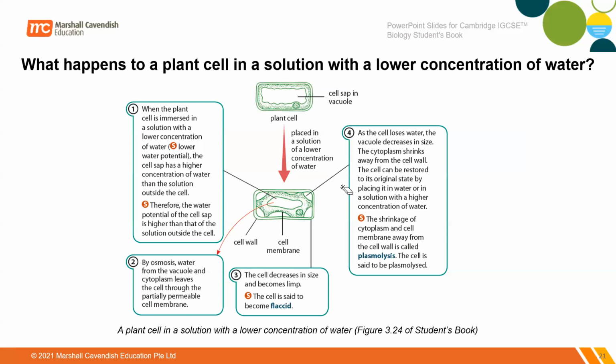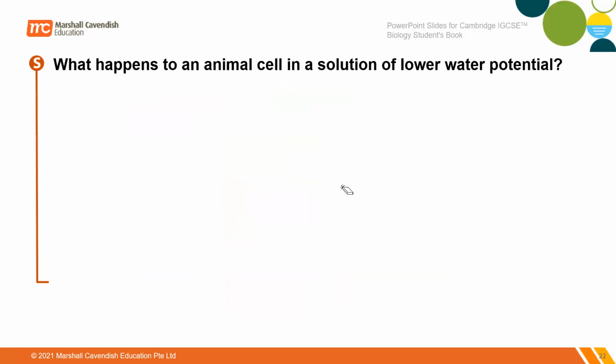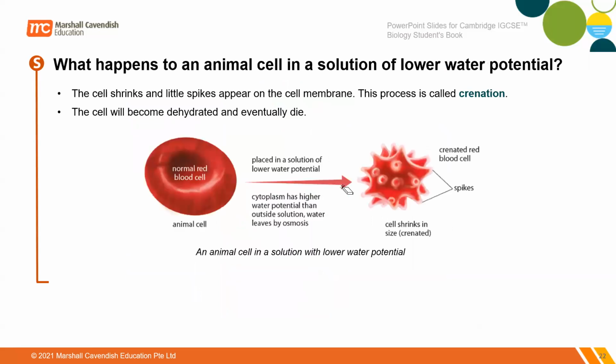Can we change the cell back to normal, or can we return it to the normal shape? Yes, by placing the cell into a high water potential solution. That's what will happen to the animal cell, guys.